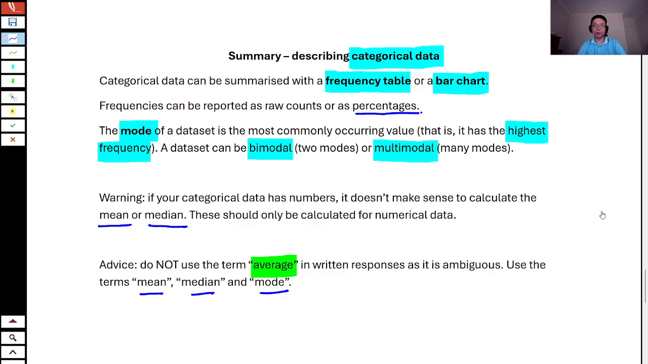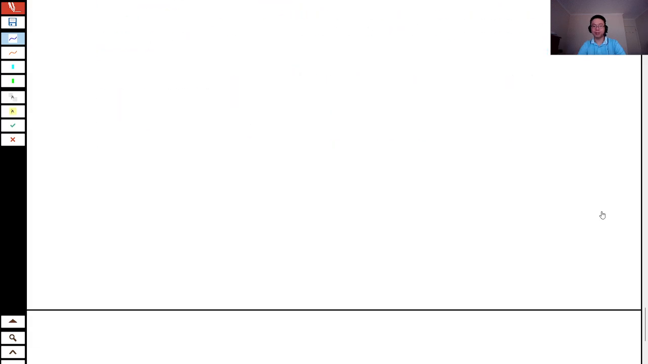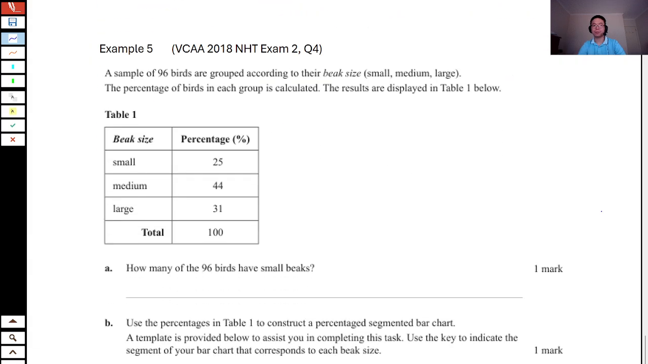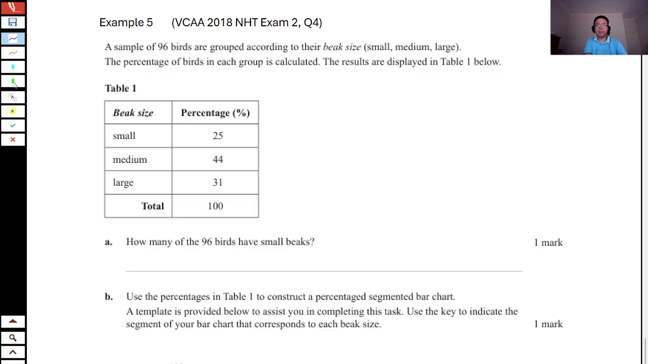All right, let's finish with an example. This is an old exam question. So what we've got is a sample, we'll define a sample soon, of 96 birds. And they are grouped according to their beak size with the categories small, medium, and large. That would be an ordinal variable because there's a clear hierarchy there.